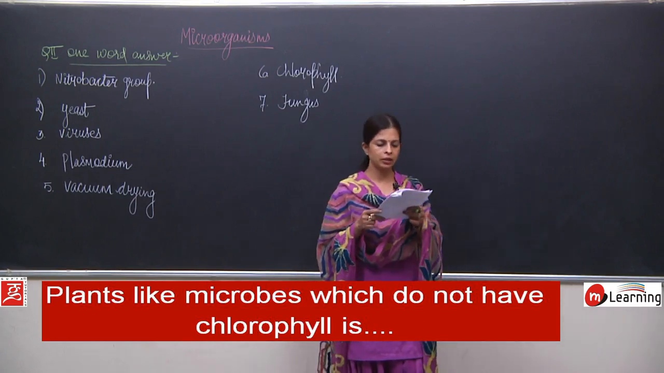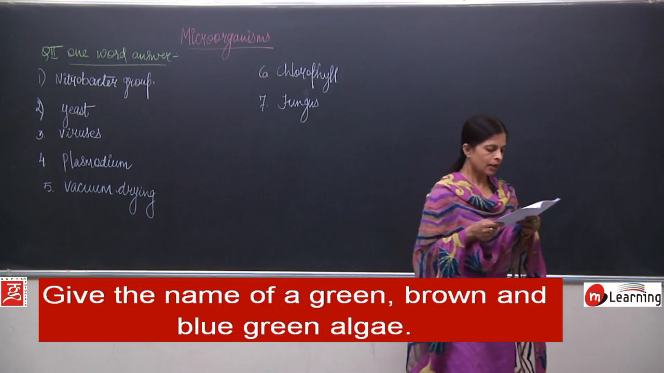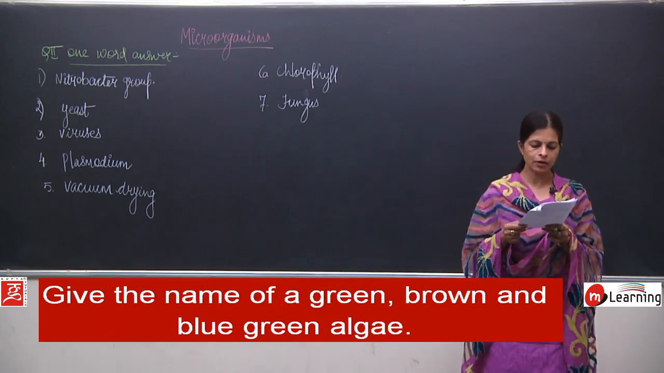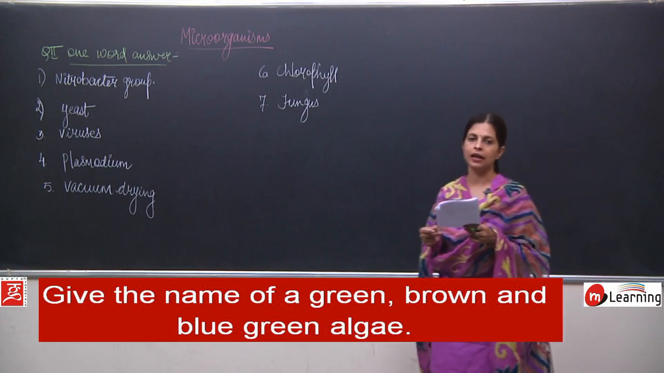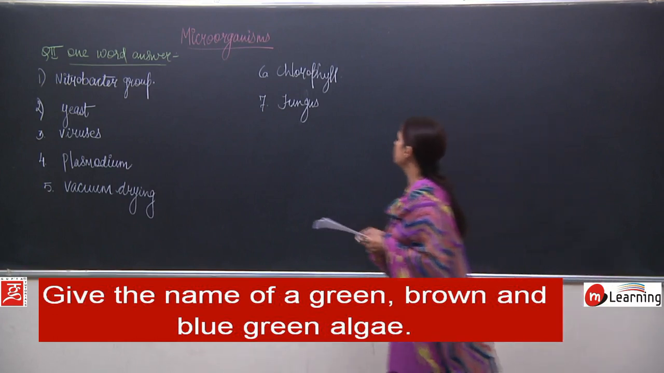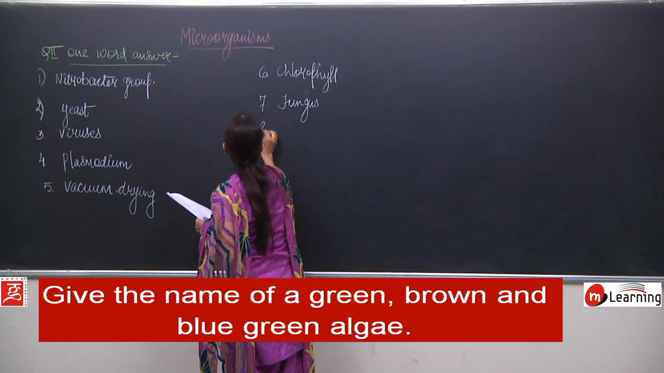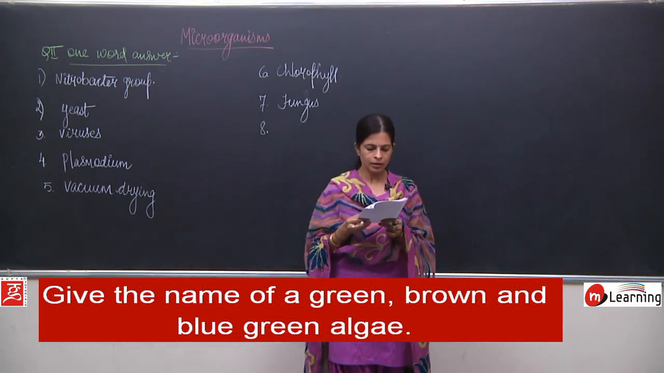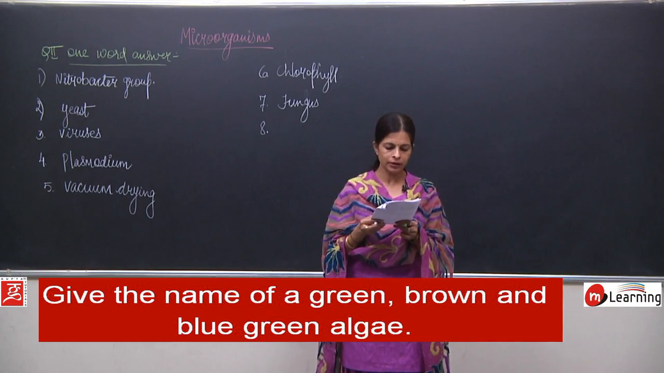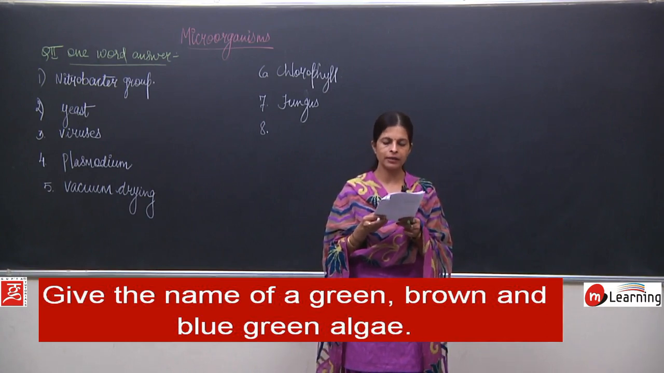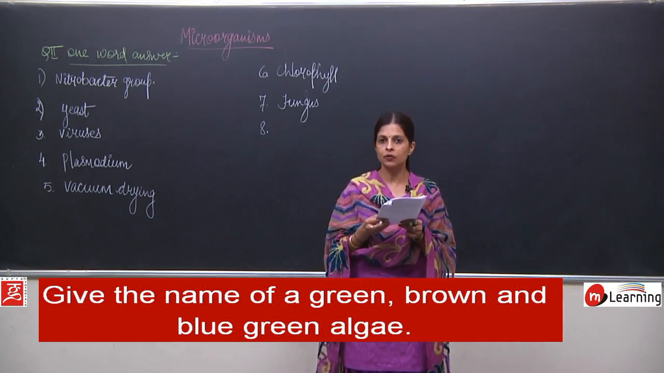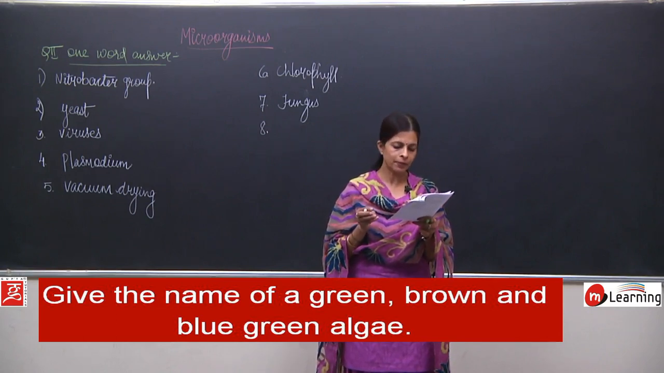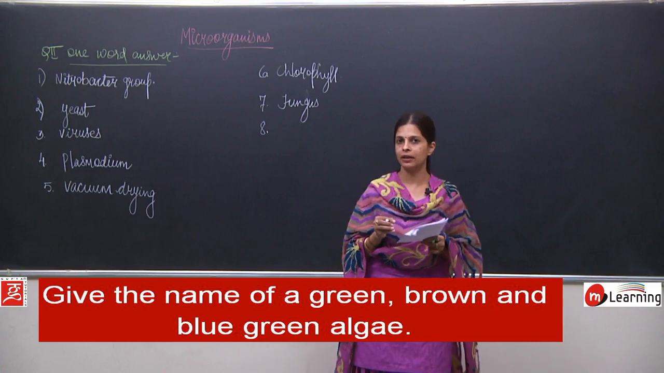Now come to the eighth one. Give the name of green, brown and blue green algae. I'll just write the number over here. Now I'll repeat the question. Give the name of a green, brown and blue green algae. So we have to write the name of the green algae, then brown and blue green algae also.